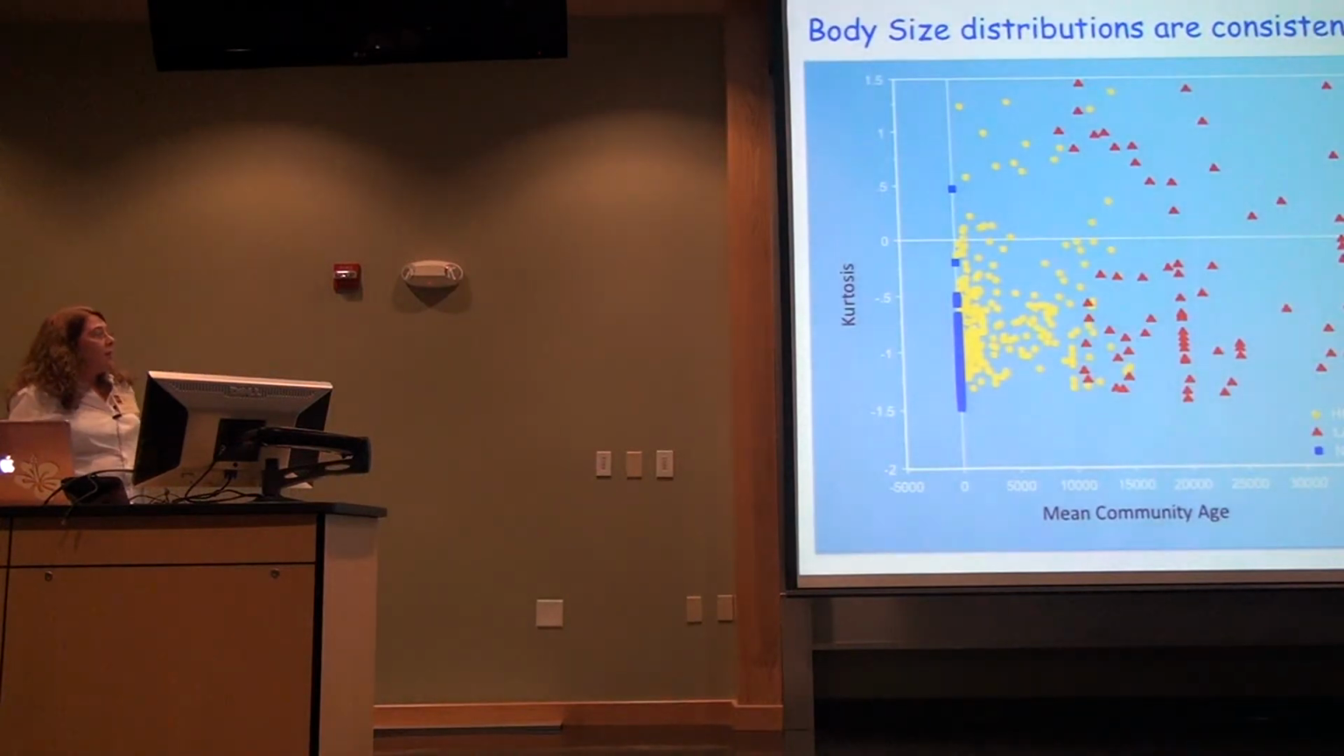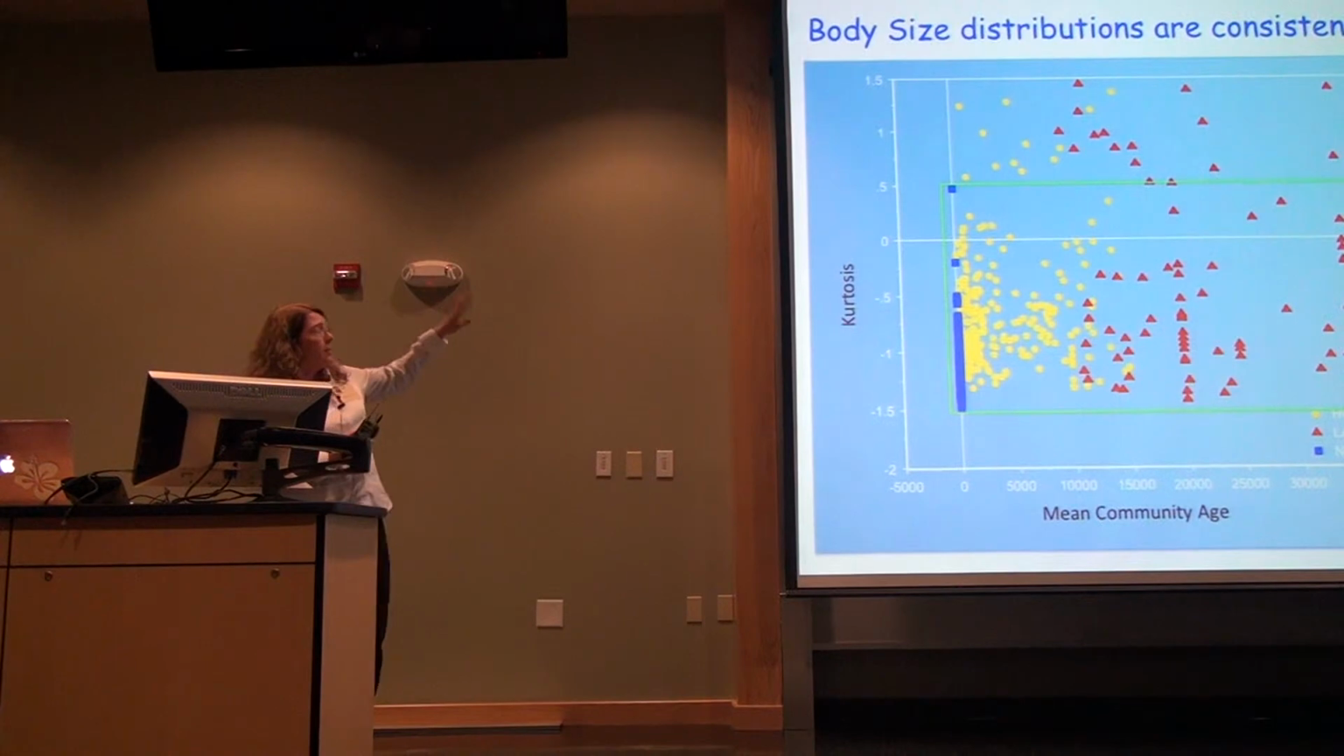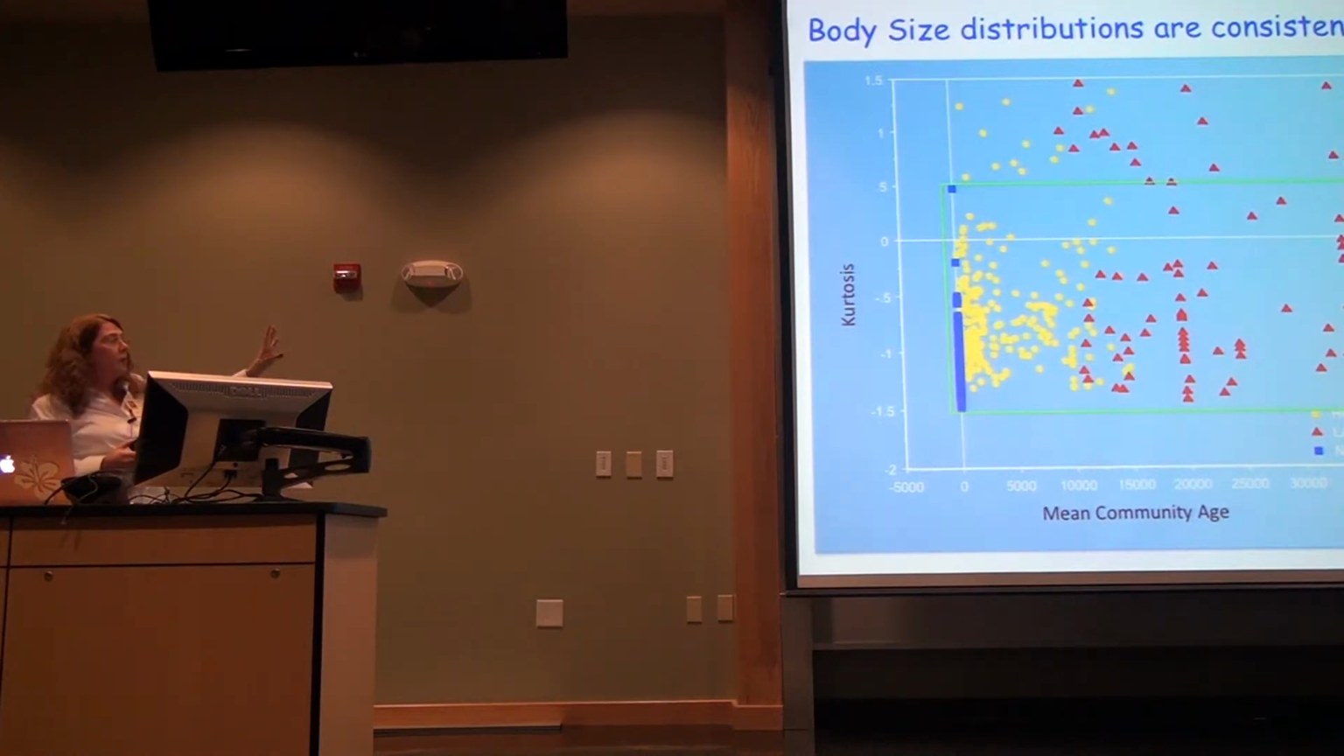And if you look at the variation in the data, what you actually see is that the majority of the fossil communities have kurtosis values that fall within the same range as what we see in modern North America. About 60% of the communities fall within the same range. So clearly about 40% don't. And I think there's a couple of things probably going on.